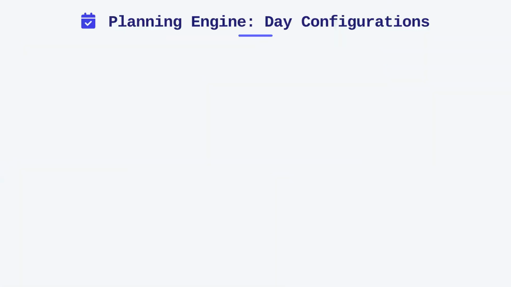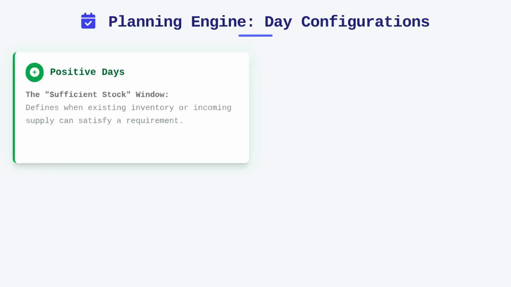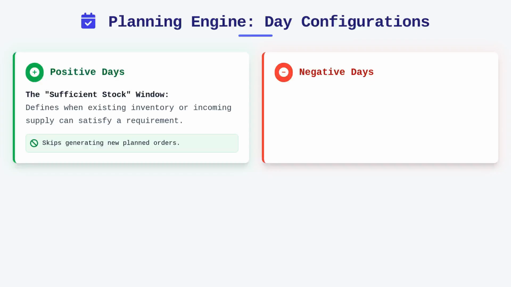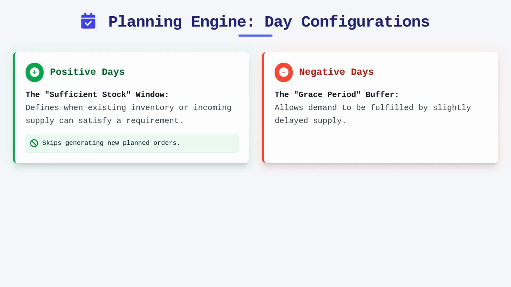One of the most consequential configurations within these groups involves the definition of positive and negative days, which frequently serve as a point of confusion for those new to the planning engine. Positive days define the window during which existing inventory or incoming supply can satisfy a requirement, effectively telling the system to skip generating a planned order because the existing stock within that horizon is sufficient. Conversely, negative days establish a grace period for fulfilling demand with delayed supply, which acts as a buffer to prevent the system from aggressively scheduling new replenishments if a receipt is only slightly overdue.